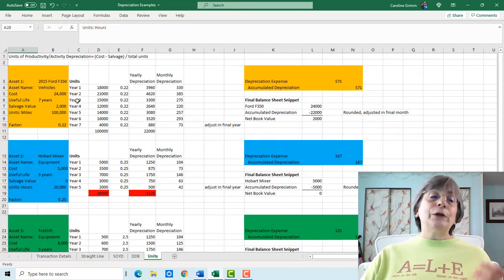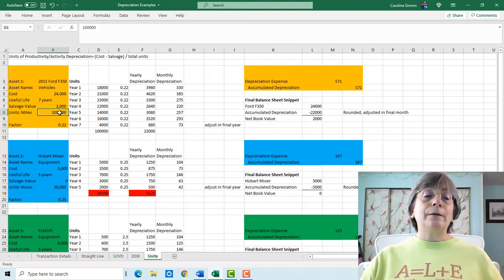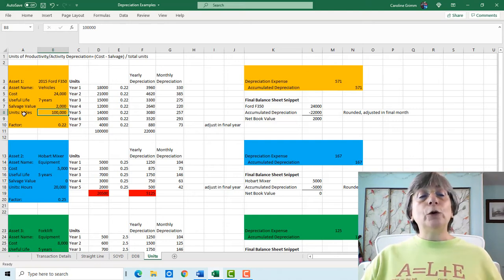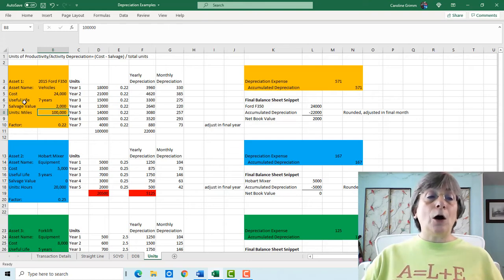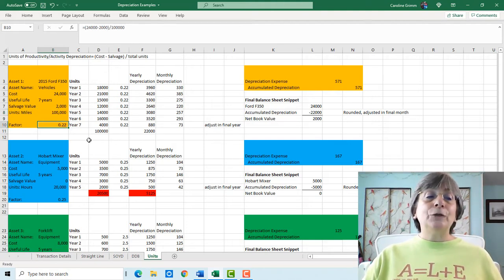So let's jump into our first example, our Ford F-350. So we're saying 100,000 miles is the number of units that we're estimating we're going to get out of this. So in order to determine what our factor is, that we're going to multiply by our cost, here's what we're going to do. We're going to take cost minus salvage, so 24,000 minus $2,000 gives us $22,000, our depreciable base, and we're going to then divide that by our total number of units, in this case 100,000 miles. So 22,000 divided by 100,000 gives us a factor of 22 cents per mile.